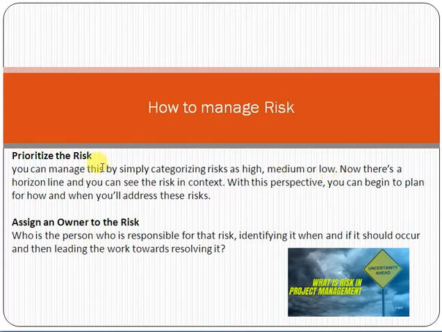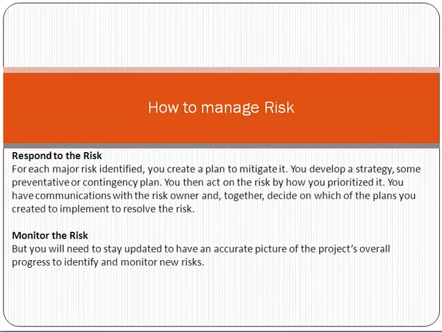Then after prioritizing the risk, you can assign it to some person. Assign means to a risk owner. A risk owner is a person who is responsible for dealing with that risk. That means you have identified one risk, and now you can assign that risk to a risk owner. The risk owner will be responsible to handle or manage that risk. Okay, this is the concept of the risk owner.